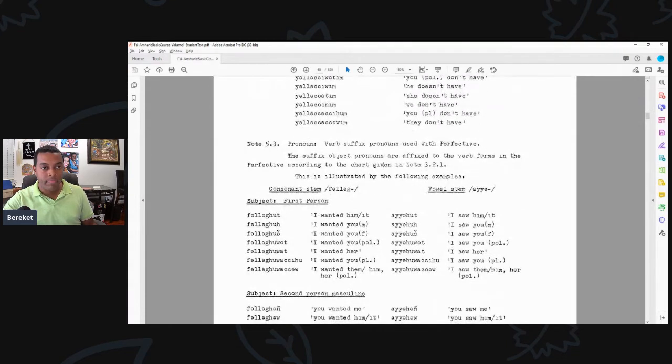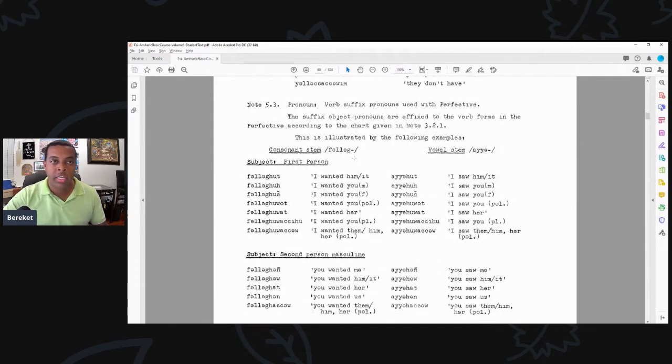So then we go into note 5.3. This one's also kind of a big one, something to pay attention to here. The verb suffix pronouns, and this harkens back to unit 3, note 3.2.1. We learned a little bit about those suffix pronouns. We saw the noun suffix pronouns. Now we're looking at the verb suffix pronouns. These are suffixes that go on the ends of verbs, and they indicate pronouns.